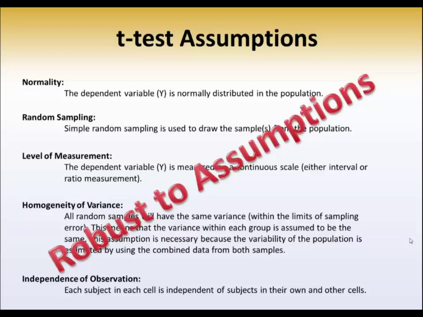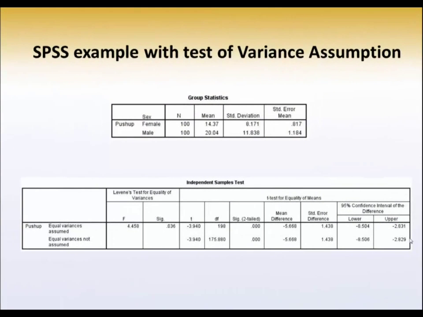Let's use an example from SPSS. Here are the results of an SPSS study where we had 100 females and 100 males. We looked at their push-up scores. In the top frame, we have their descriptive statistics, and in the bottom frame, we have their results from their independent samples t-tests. So let's take a look at these results. Notice that the mean for the females is 14.37 and for the males is 20.04. Now the question is, is that difference statistically significant?